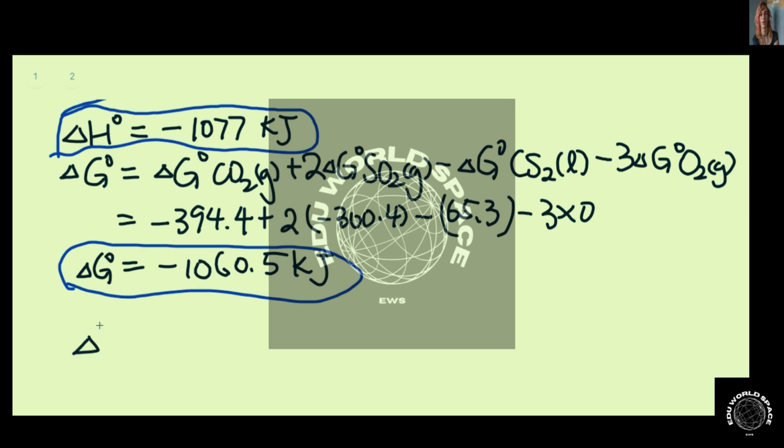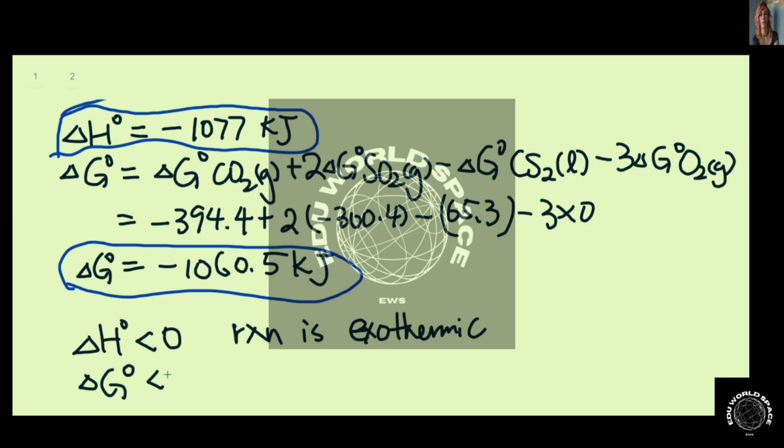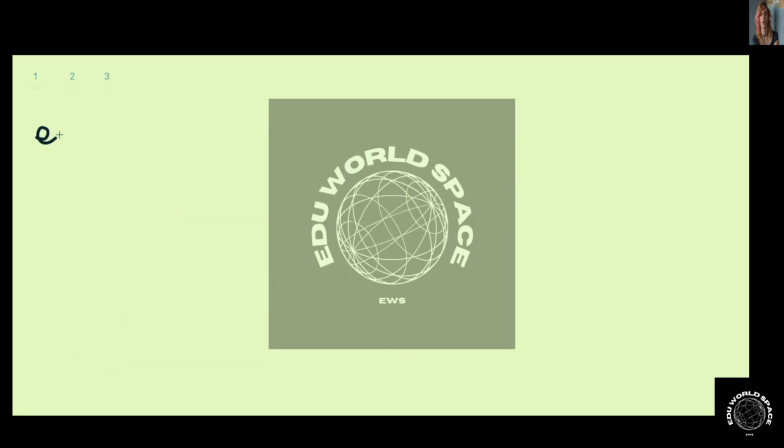So we know that the delta H value is negative. So that means the reaction is an exothermic process. And we also see that the delta G0 value is negative. That means the reaction is spontaneous. So that is part D of the question. Now let's look at part E.